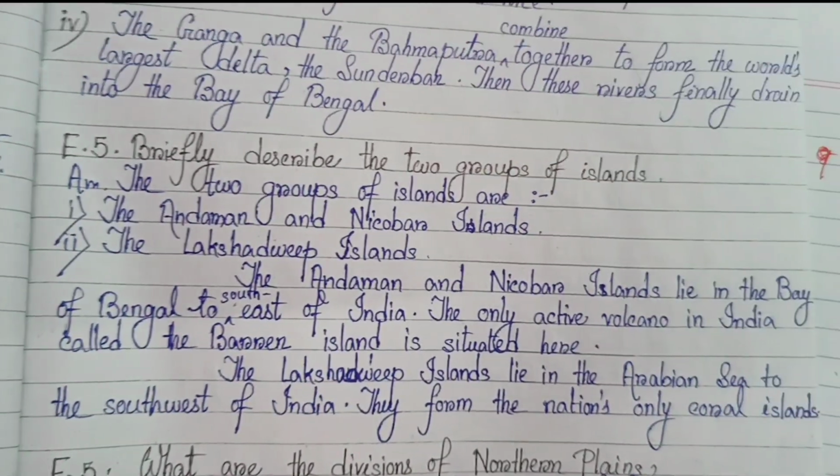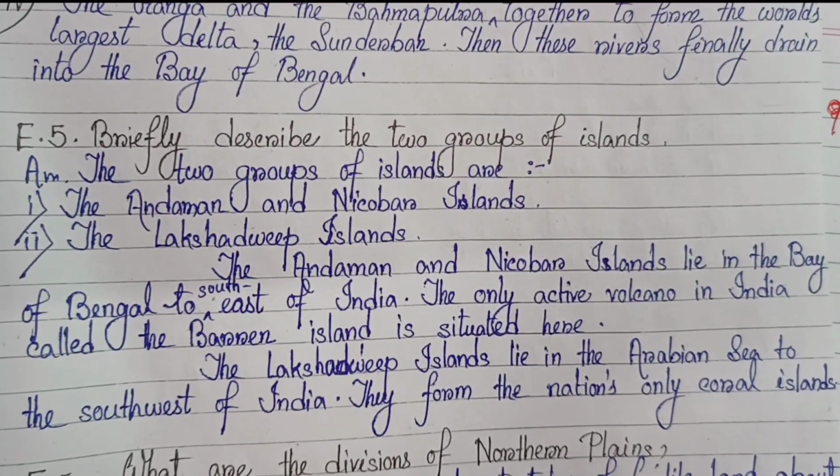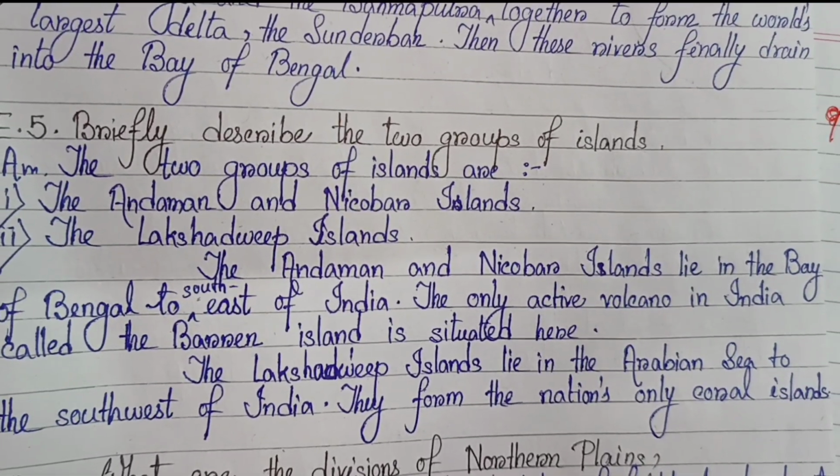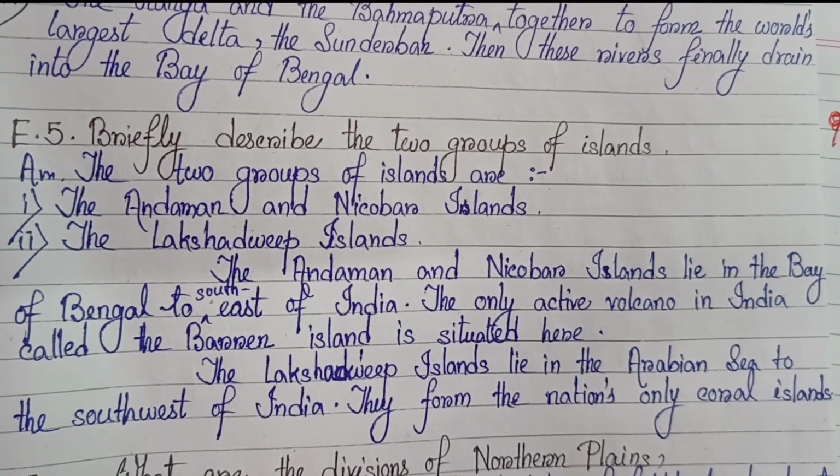Next, number 5, briefly describe the two groups of islands. The two groups of islands are: number 1, the Andaman and Nicobar Islands. Number 2, the Lakshadweep Islands.